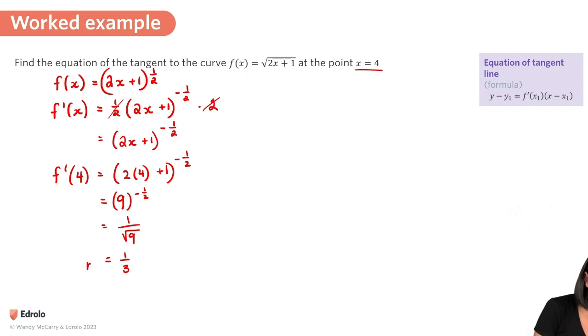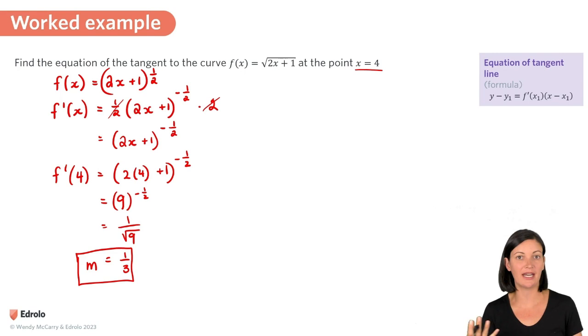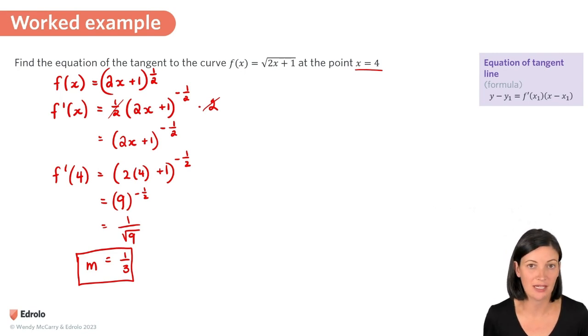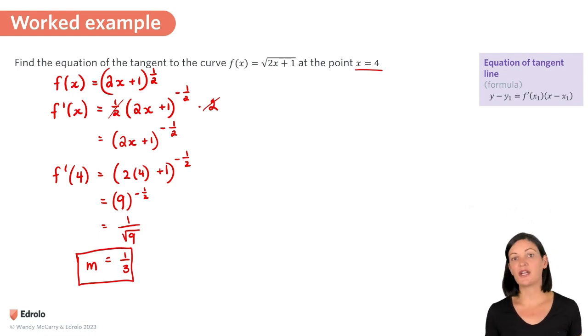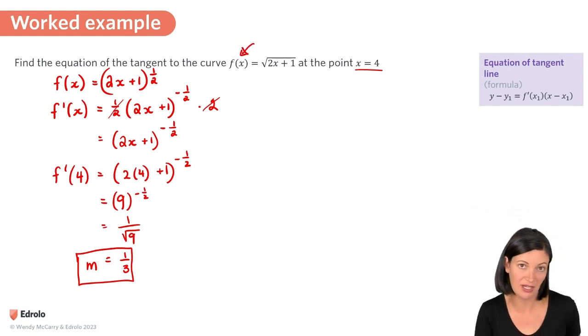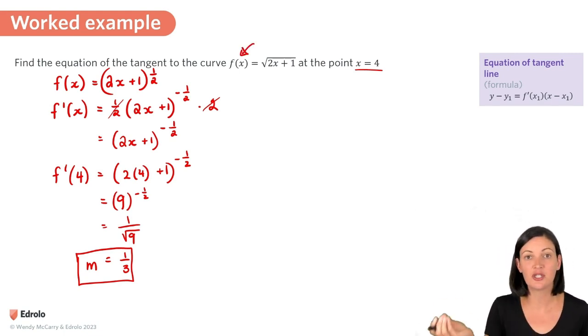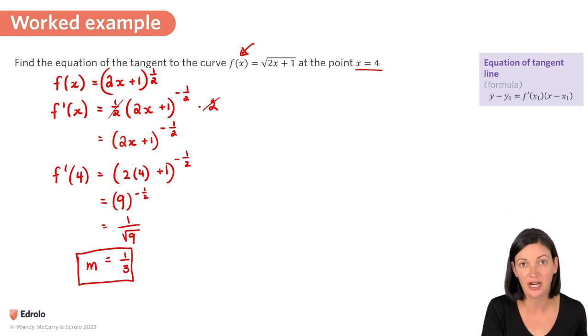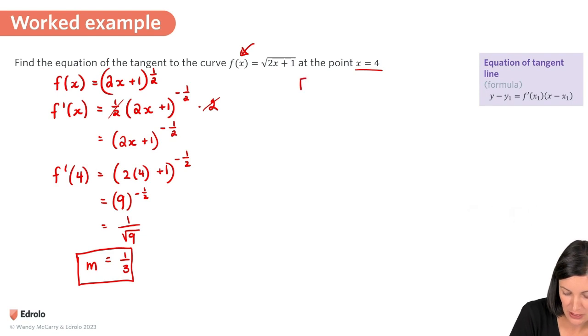Okay, so I'm going to just write in here that variable m to show that I've calculated the gradient at the point x equals 4. The next thing I'm going to have to do is find the y-coordinate, and I'm going to find the y-coordinate by substituting my x equals 4 into my original function. Okay, this is really important. You're substituting back into the original function to find your y-coordinate, okay, not the derivative. Okay, so I'll just write down the step, find the y-coordinate.